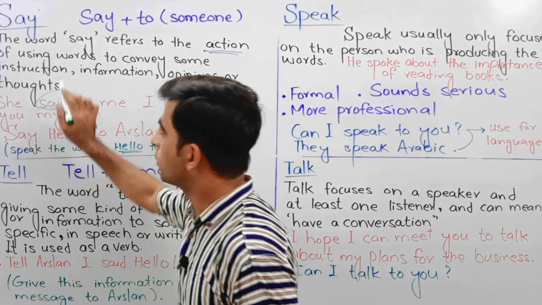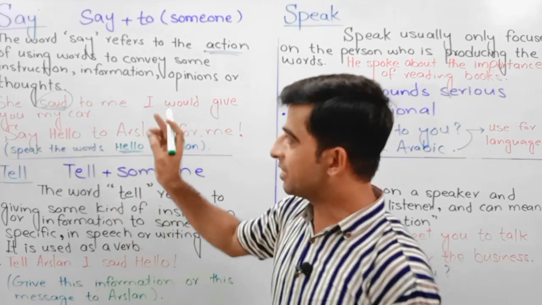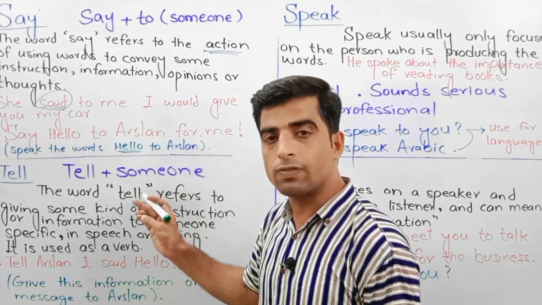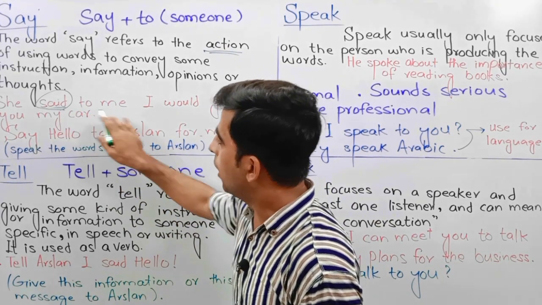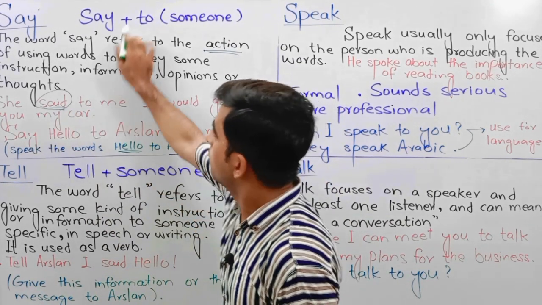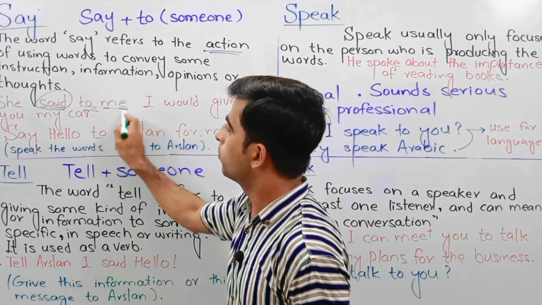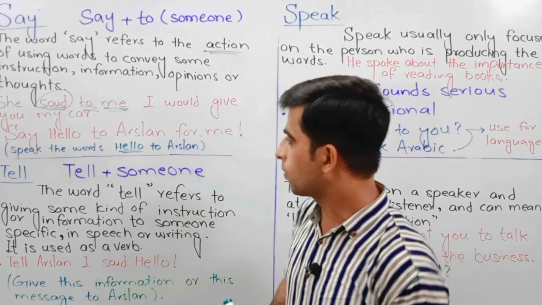Say is an irregular verb. Say, said, said. The past form, said, and the past participle form, also said. She said to someone, me. That is the structure to remember how to use say.